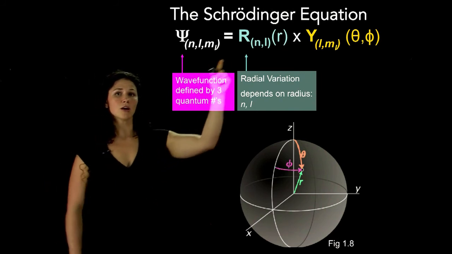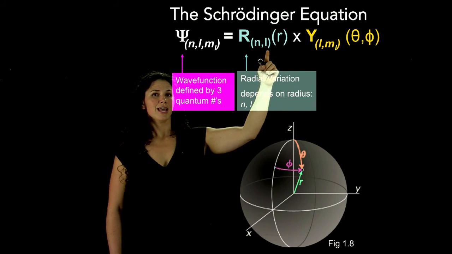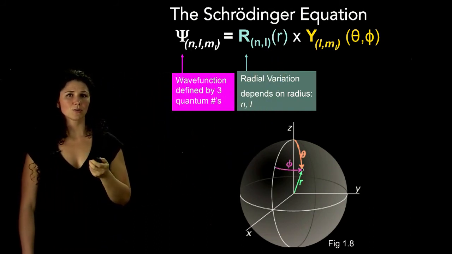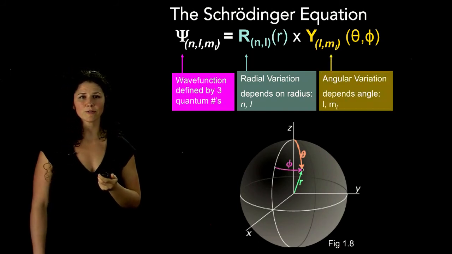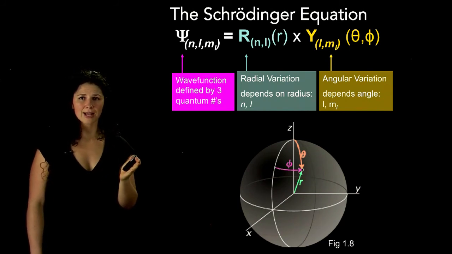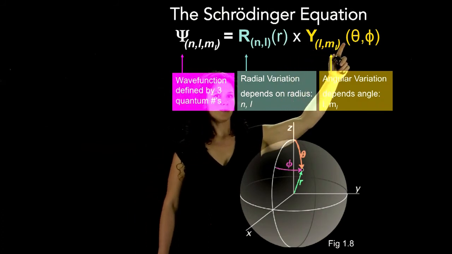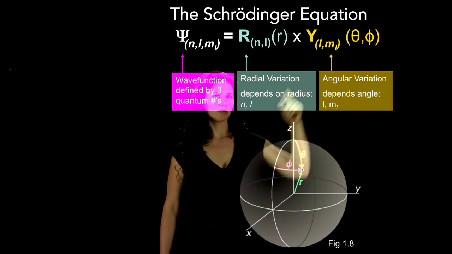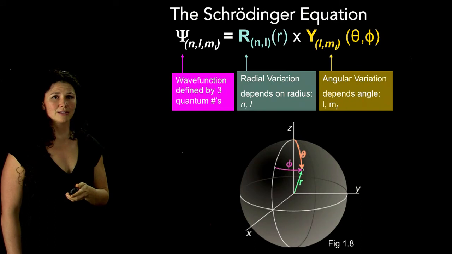So that's why you see radial, so this is the radial function depending on n and l, and that's your radius. And it's going to be multiplied by an angular variation, or the angular part of the wave function. And this depends on the angle with respect to the axes. And these are your angular coordinates. And this part of the wave function is going to depend on your angular momentum quantum number and m sub l.